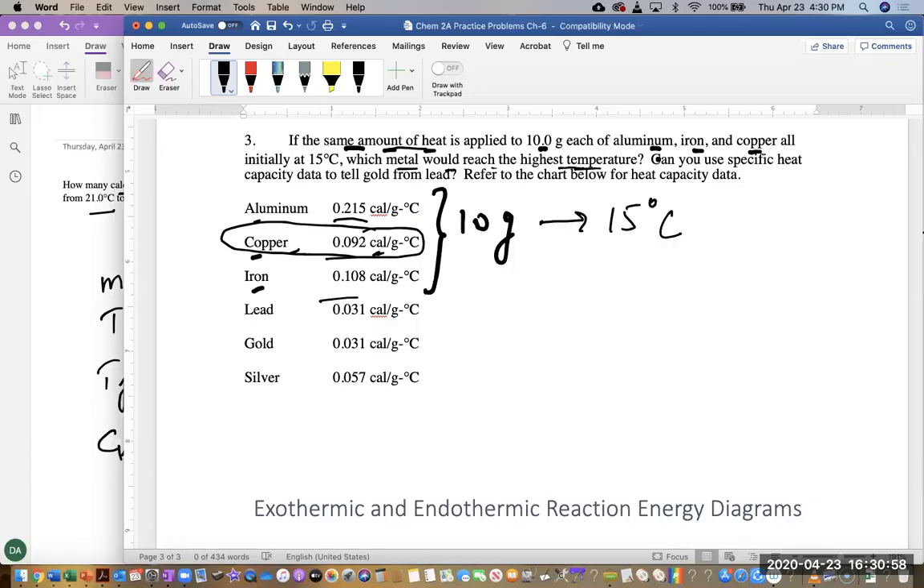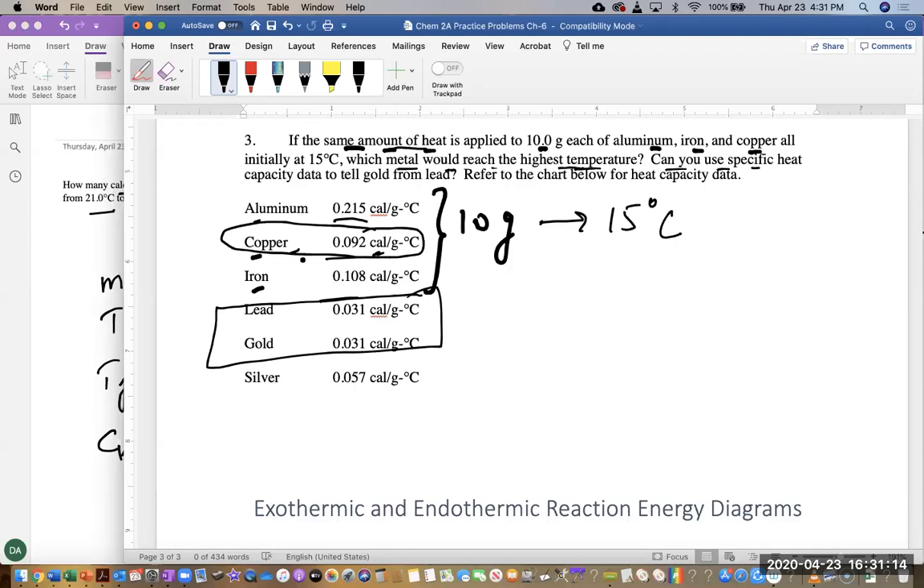That's the copper. Then the question says, can you use the specific heat capacity data to tell gold from lead? So can you differentiate gold and lead from their specific heat capacity? Actually, what is this question trying to say?